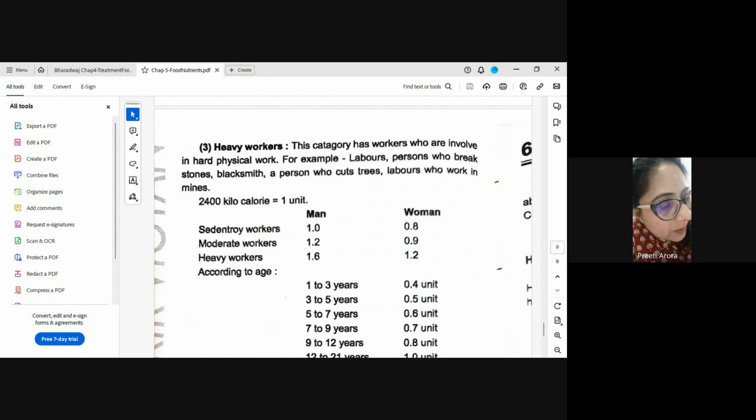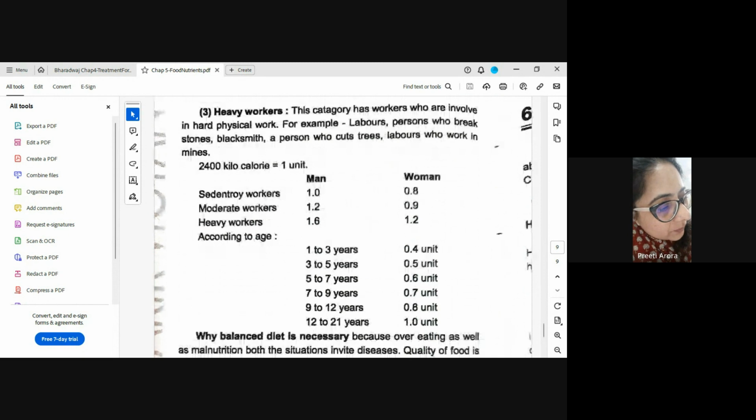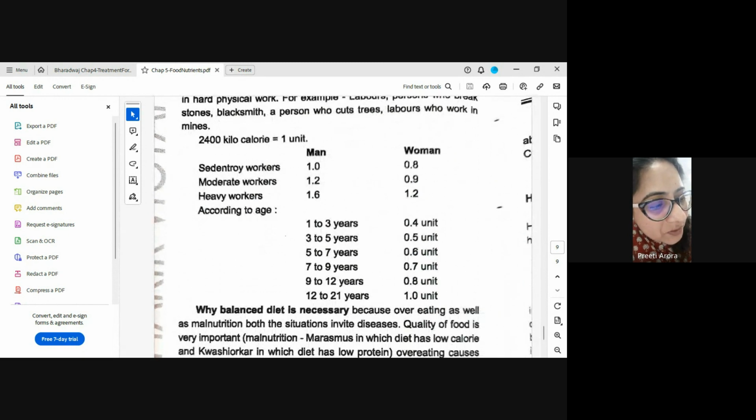Then the energy and calorie requirements are also very different in age groups. You will see that energy requirements increase from 1 to 3 years, when you need only 0.4 units of energy, to 21 years and above, when we need 1 unit of energy. So these energy requirements keep on increasing with age and with gender. And obviously with diseases also, if you are not healthy, then you'll need more calories, because the body is going to need a continuous supply of food, a continuous supply of energy.